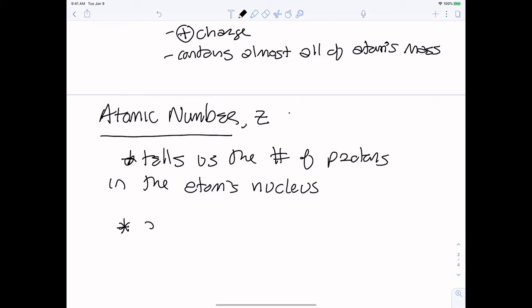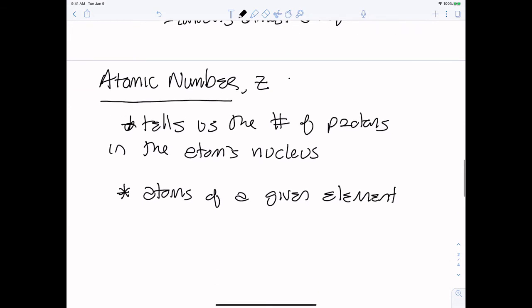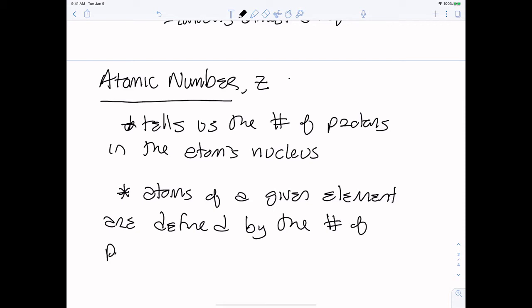So atoms of a given element are defined by the number of protons in its nucleus. And this is really important. So atoms of a given element are defined by the number of protons in its nucleus, right?